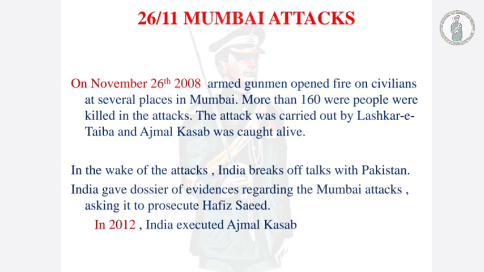Then, after the Mumbai attacks, India breaks off ties with Pakistan, and after that, India gave a number of evidences regarding the Mumbai attacks to Pakistan, asking it to prosecute Hafiz Sayeed, who was the perpetrator of this attack. Then, in 2012, India executed Ajmal Kasab.